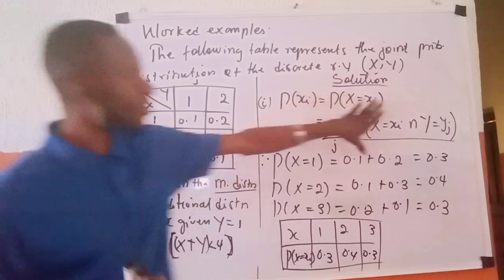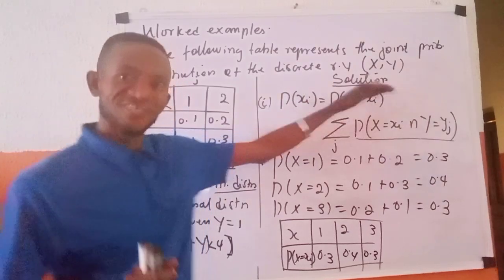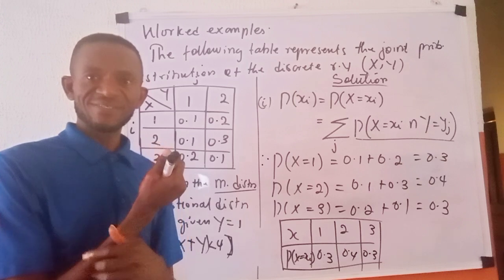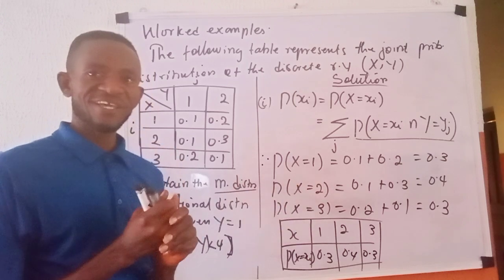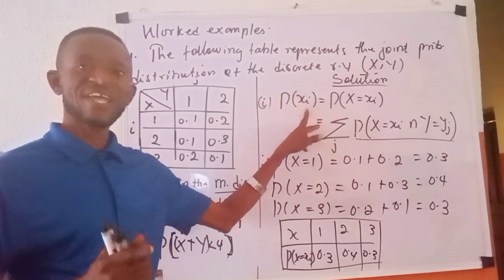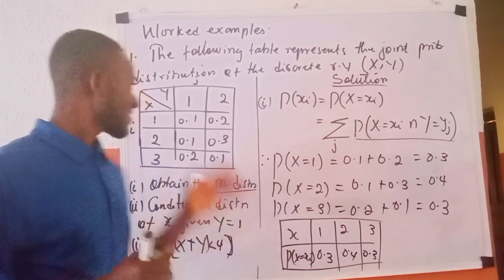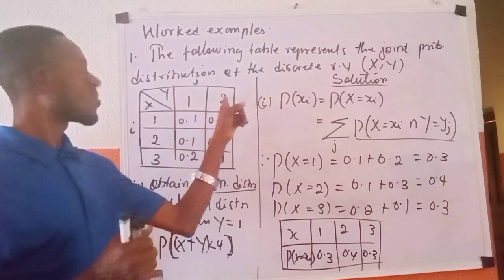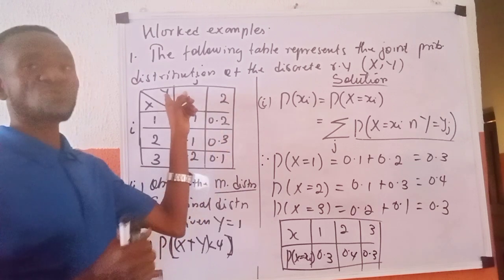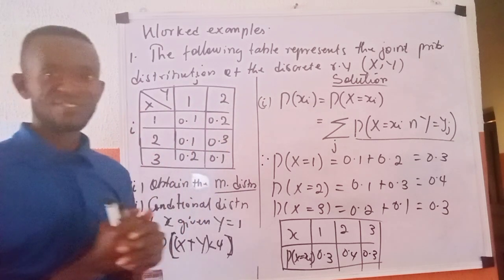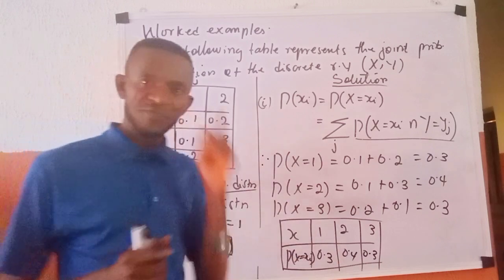So the moment you call up this formula, you can go a long way to do whatever you want. And this is exactly what we have done here. The marginal distribution of what? Of xi. Sum it over j. And j runs from 1 to what? To 2. Because it's talking about y. i runs from 1 to what? To 3. Talking about x. So this is the marginal probability of x.